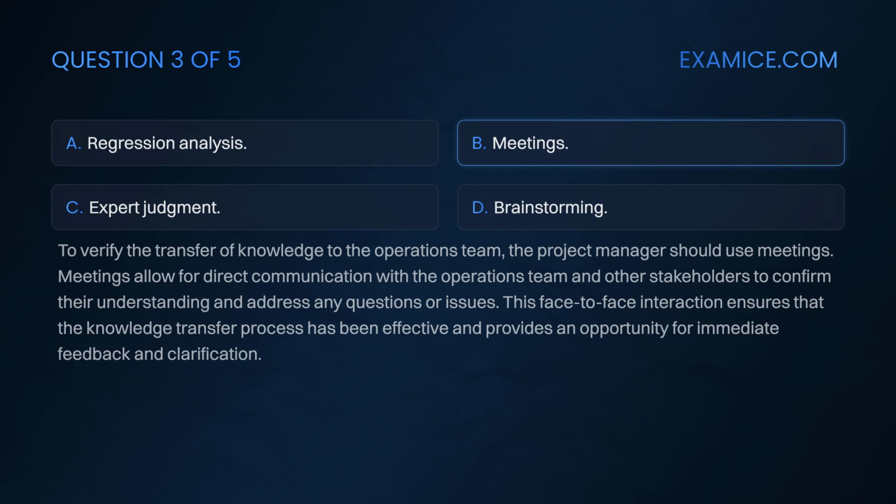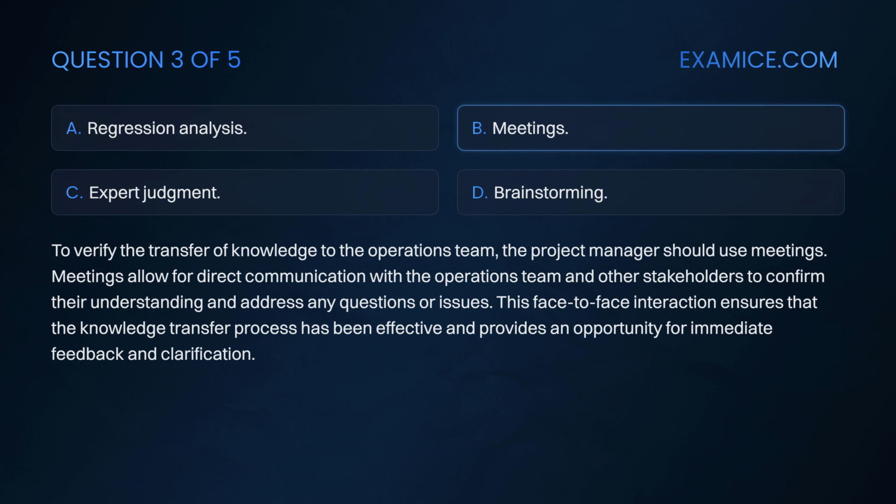To verify the transfer of knowledge to the operations team, the project manager should use meetings. Meetings allow for direct communication with the operations team and other stakeholders to confirm their understanding and address any questions or issues. This face-to-face interaction ensures that the knowledge transfer process has been effective and provides an opportunity for immediate feedback and clarification.